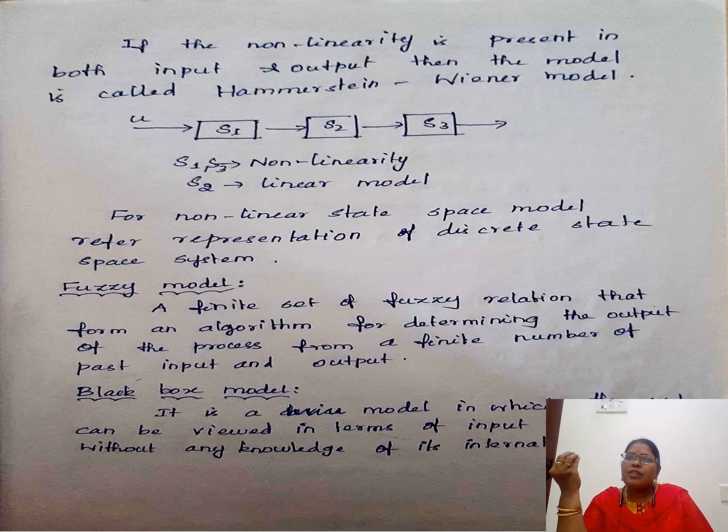Whenever a flight crashes, they immediately go and search for the black box, because all the data is recorded in that black box so that they can easily trace what happened while the flight was flying. That can be easily identified with the help of this black box model.